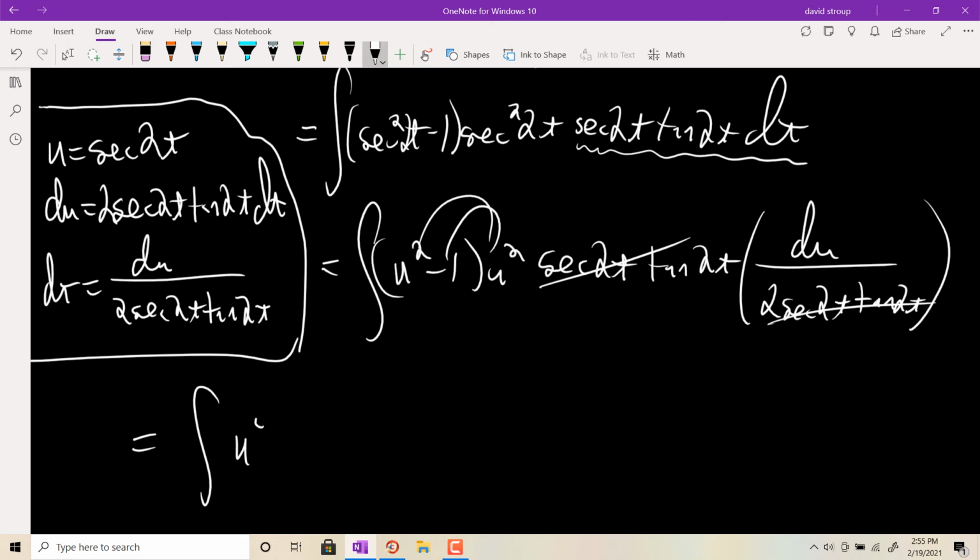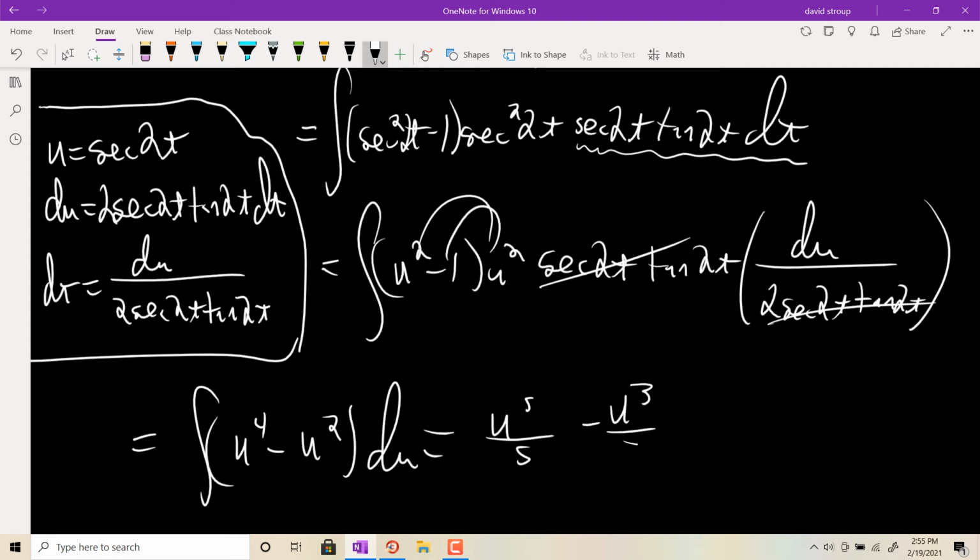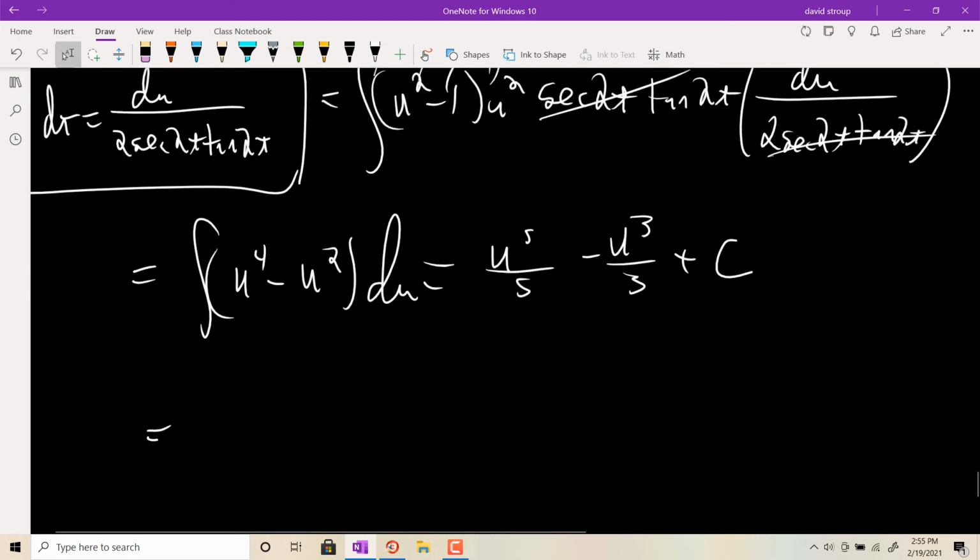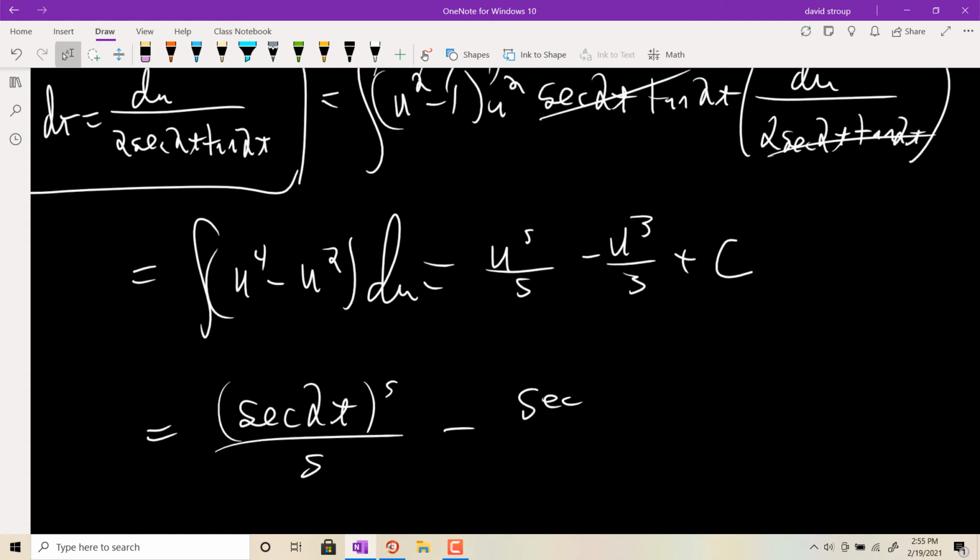U to the 4th minus u squared du. And then power rule it, so you get u to the 5th over 5 minus u cubed over 3 plus c, and then you end up with a weird polynomial in terms of secants. So secant 2t, I'll just write the 5th power on the outside, over 5, minus secant 2t cubed over 3, plus c. Okay.